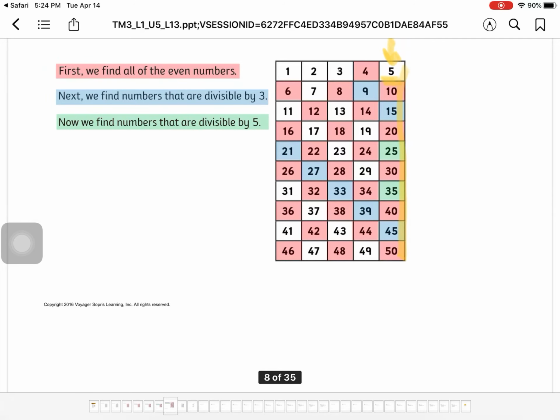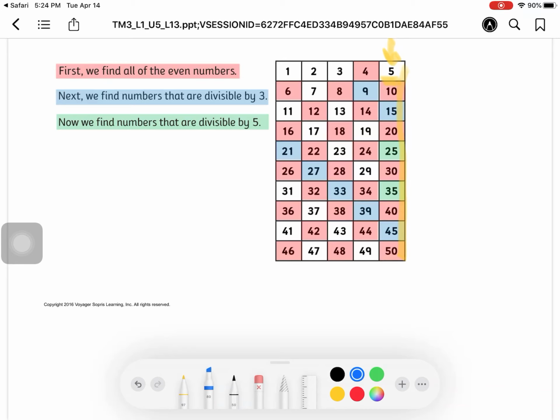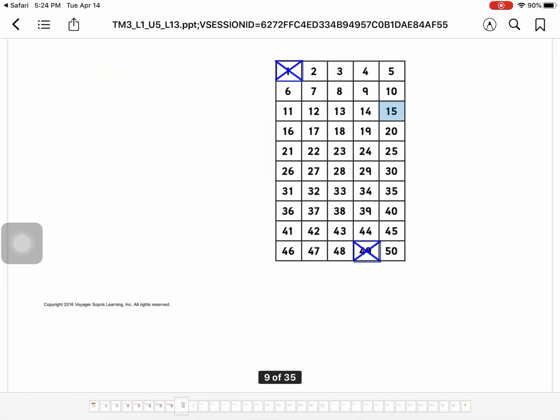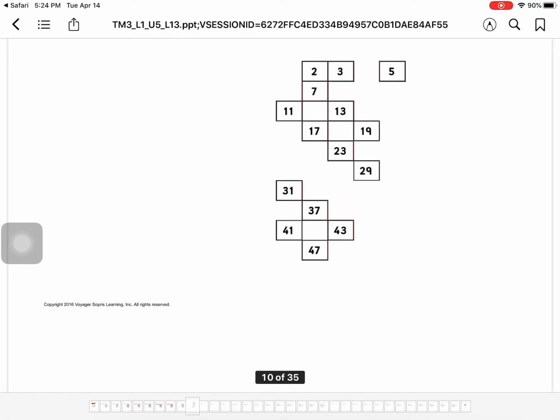So 1 and 49 are crossed off. So I'm going to go ahead and cross off that one and 49. For 49, I know 7 times 7 is 49, so I know that one's not prime. But I know 2, 3, 5, 7, 11, 13, 17, 19, and so forth. Those are all prime numbers. Okay, so cross those off. Now, we're left with all the prime numbers, if we look at this chart here.